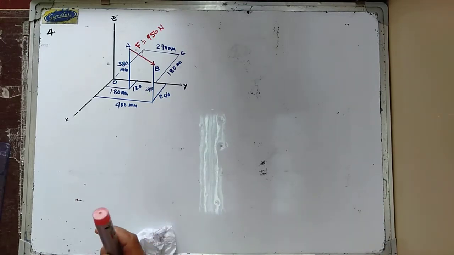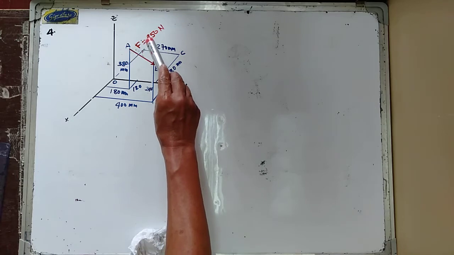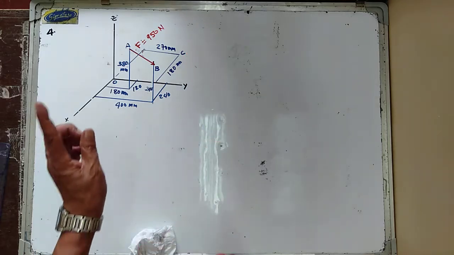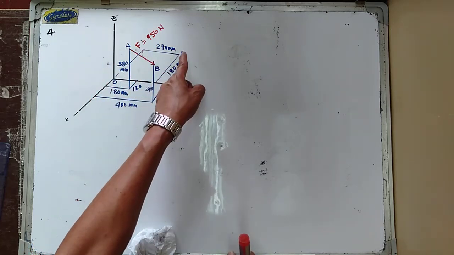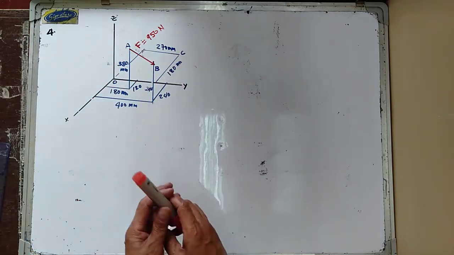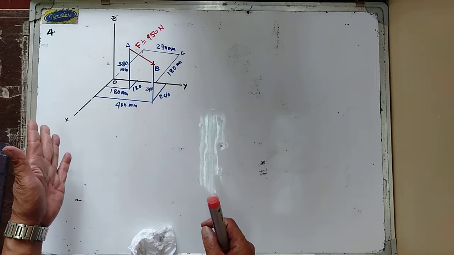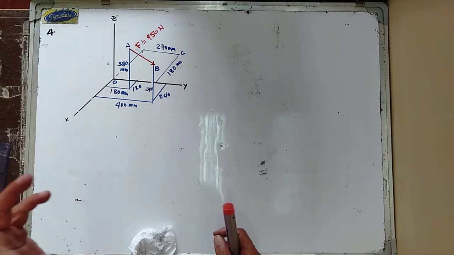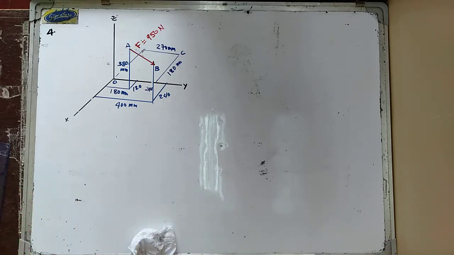We have problem number 4. Determine the moment of the 950 Newton force about point C. So we are getting the moment of the 950 Newton force about point C. So in this case, we are getting moment about the point. In the previous example, sample problem number 3, we're getting moment of a vector about a line or about an axis.